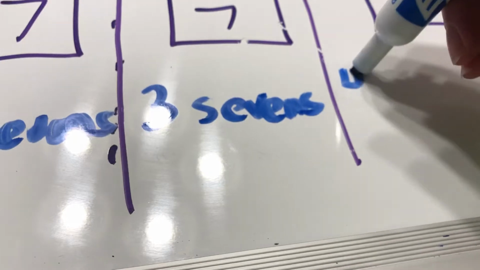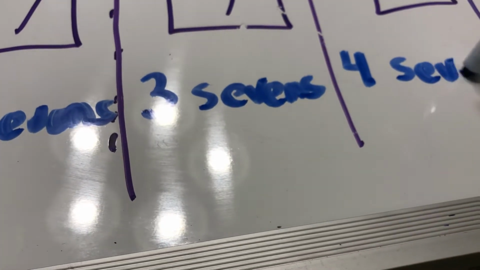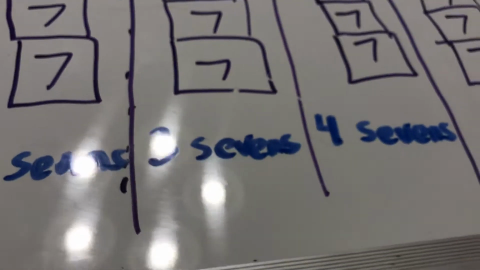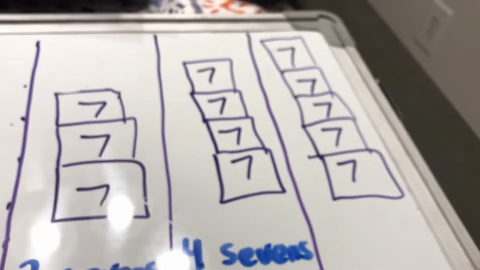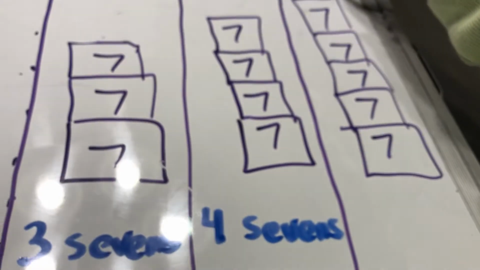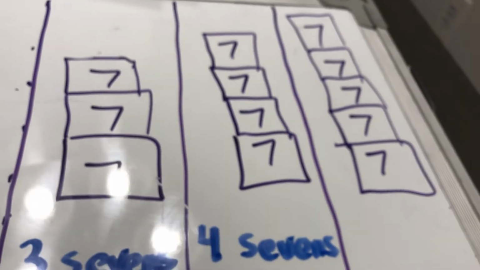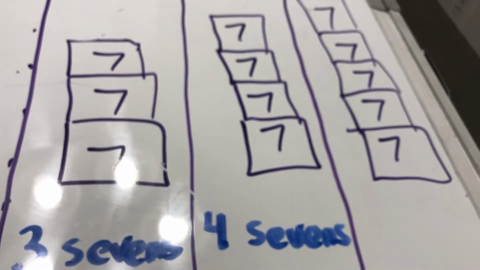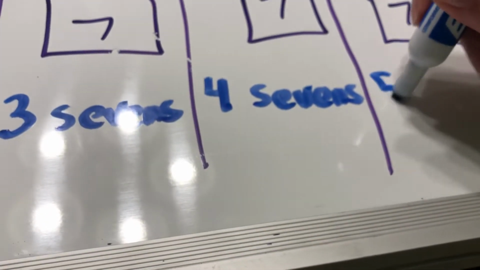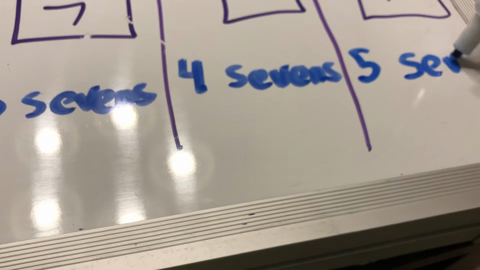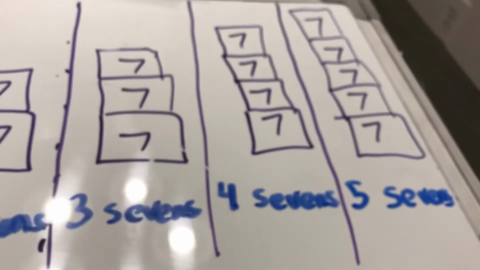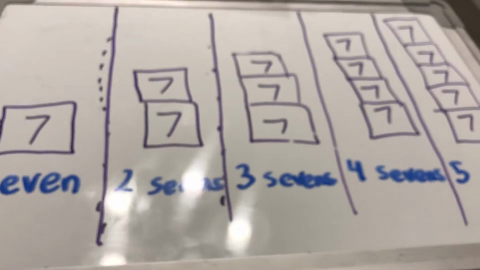We go up by 1 each time, so now we have 4. Now it's your job, type in the short answer. What does our unit form look like in this last group? So yeah, our unit form for this last group, 5 7s, because we have 5 groups of 7.